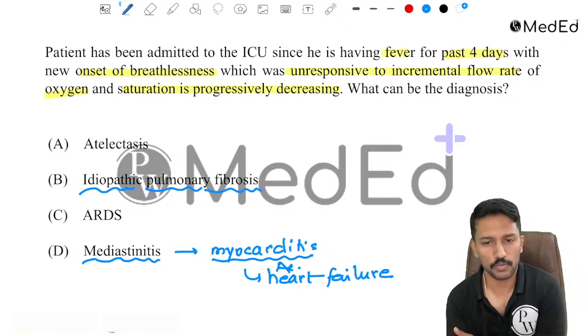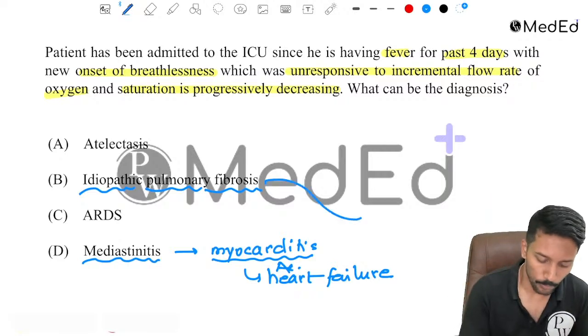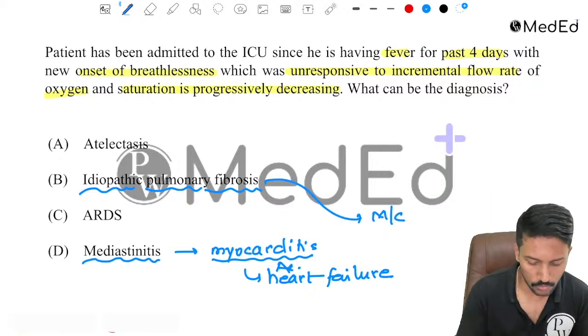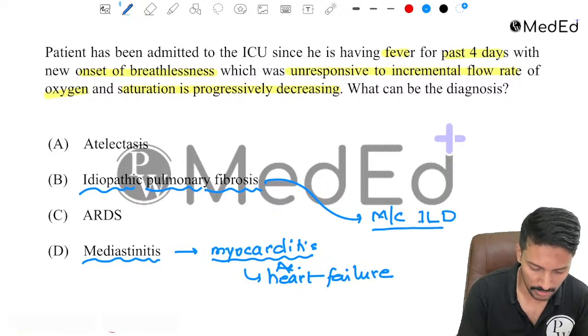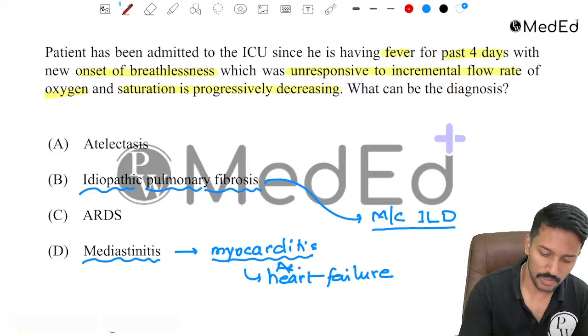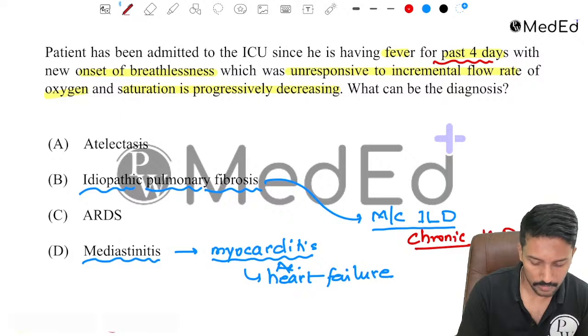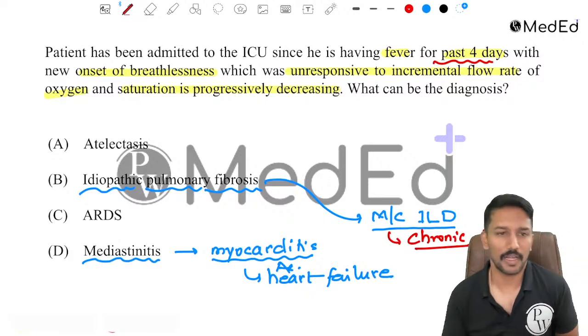Idiopathic pulmonary fibrosis, or IPF, is the most common interstitial lung disease, right? It is common in the elderly, and it is a chronic condition. In this case, the complaints are of very short duration. It is a chronic ILD. Because it is chronic ILD, it can't be the answer, right?